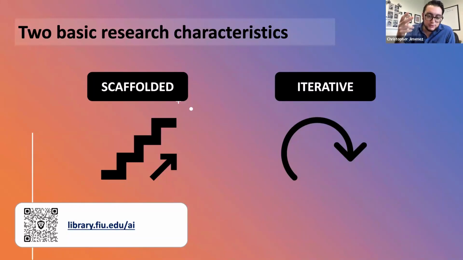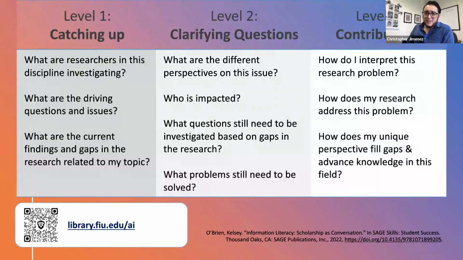You're using your Boolean operators to create better synonyms and better describe what you want so that your databases can give you a better answer, right? And here's both the scaffolding and the iterative process laid out in a chart, right? So you've got that first level where you're catching up, you're trying to find out, what are other researchers doing? What are the driving questions and issues, and where are the gaps in the research, right?